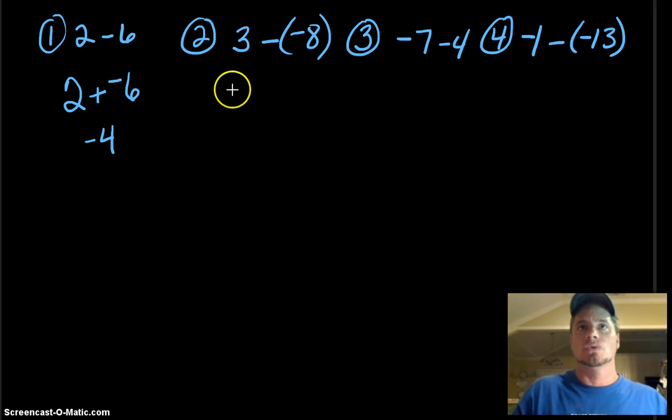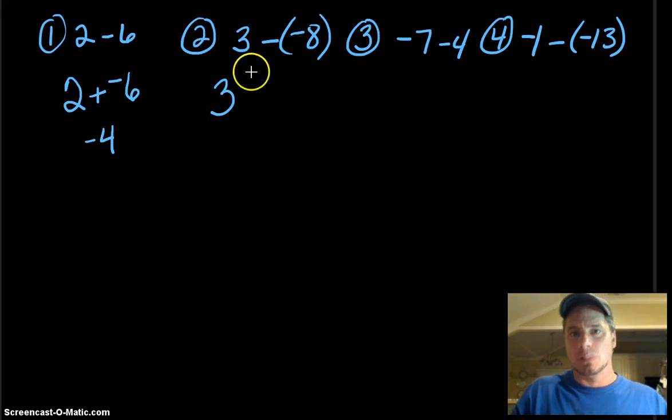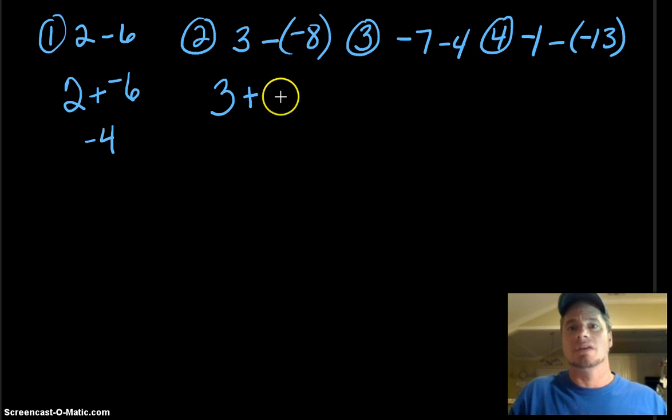Okay, let's look at number 2. 3 minus a negative 8. We're going to change the minus sign to a plus. It's an addition problem. Now we're going to change the sign of the number behind it. You add the opposite. So what's the opposite of negative 8? Positive 8. Remember, two negatives together give us a positive. So we're going to add 8. 3 plus 8 is 11.